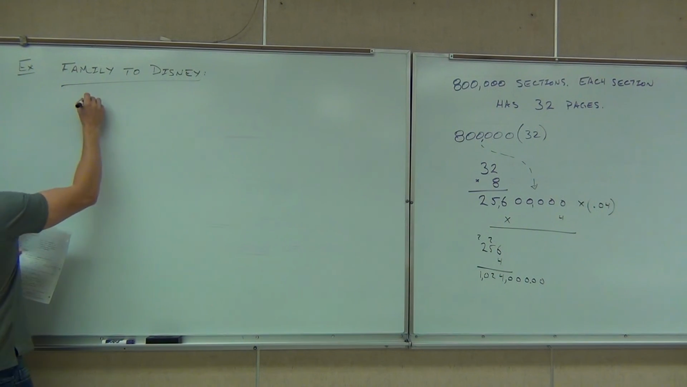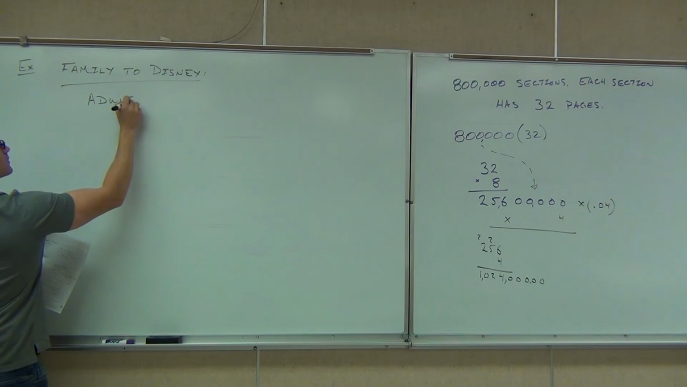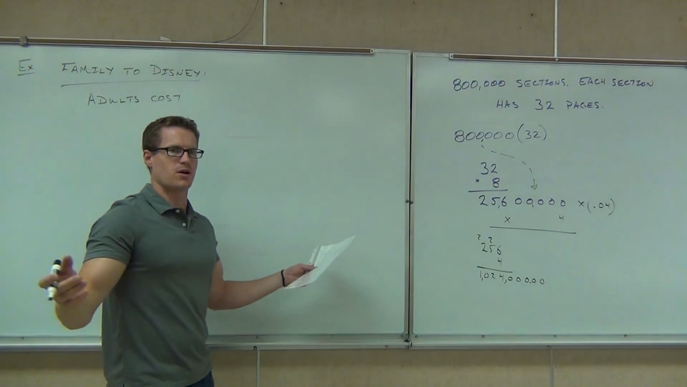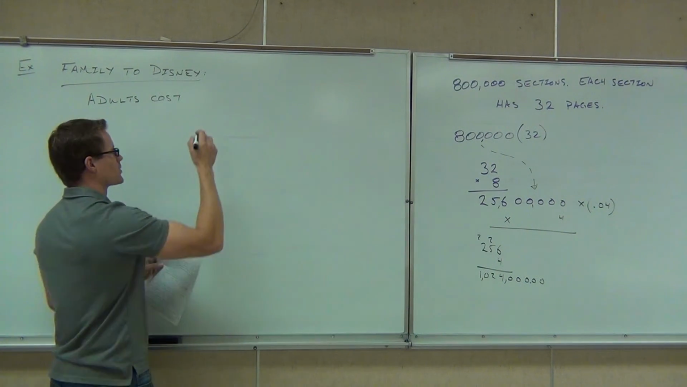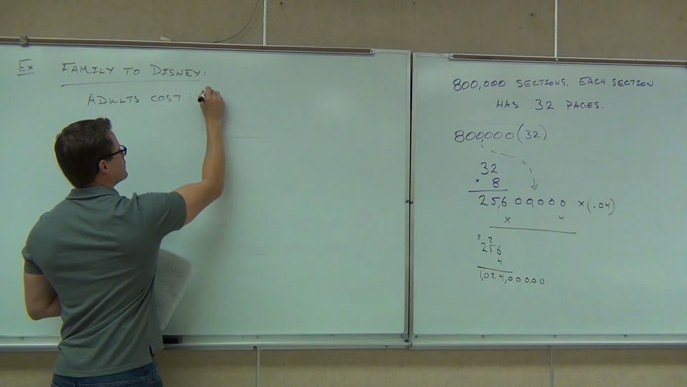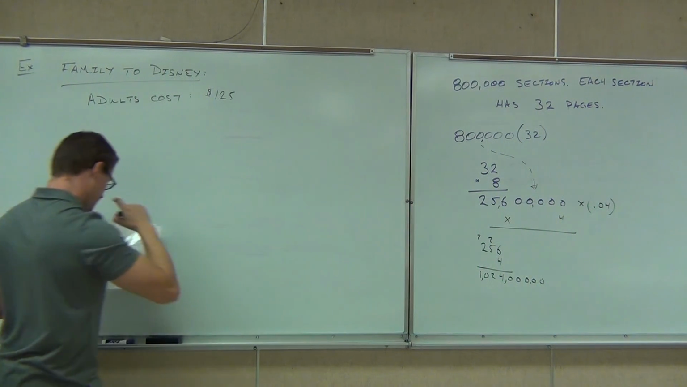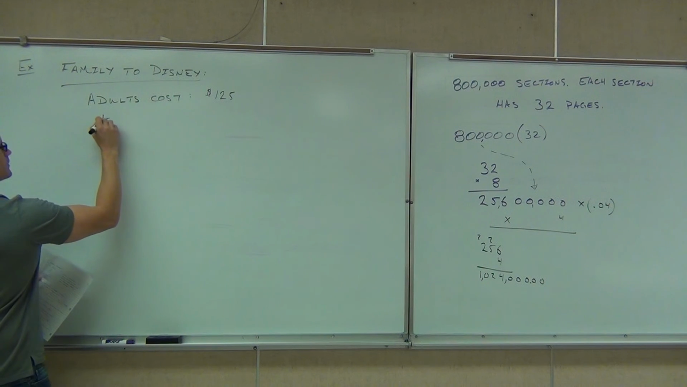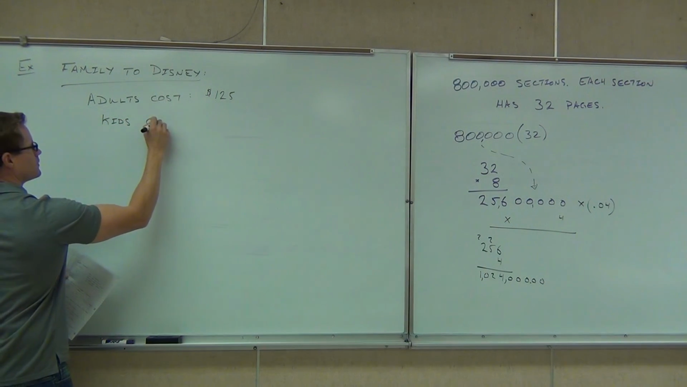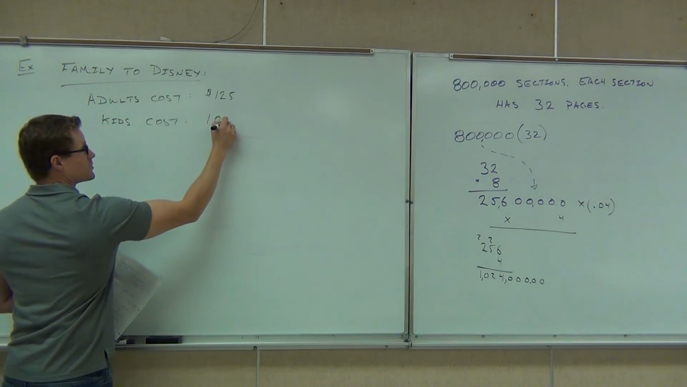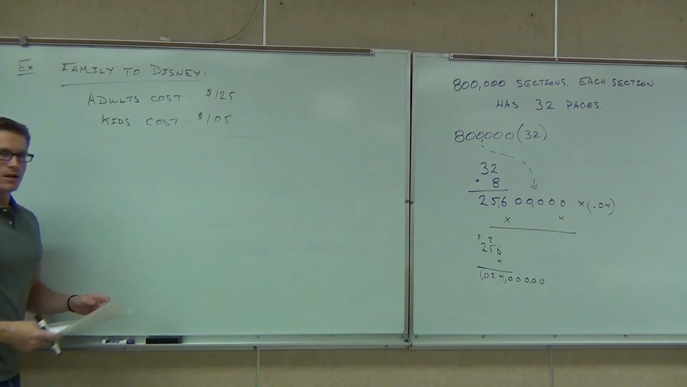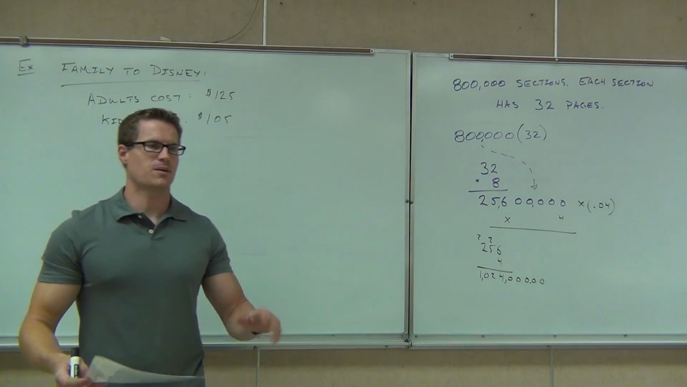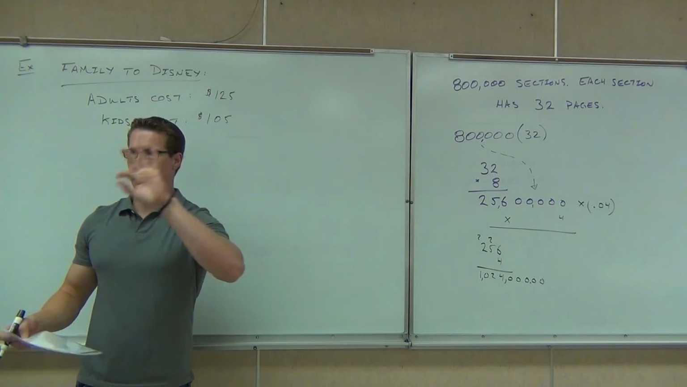And we said that adults cost, we'll make it up, we'll say $125 for like a 2-day park hopper deal. And kids cost, we'll make it $105. I think it's pretty close. How big's your family? Family 4. Let's make it family 5. We'll do 2 adults and 3 kids.